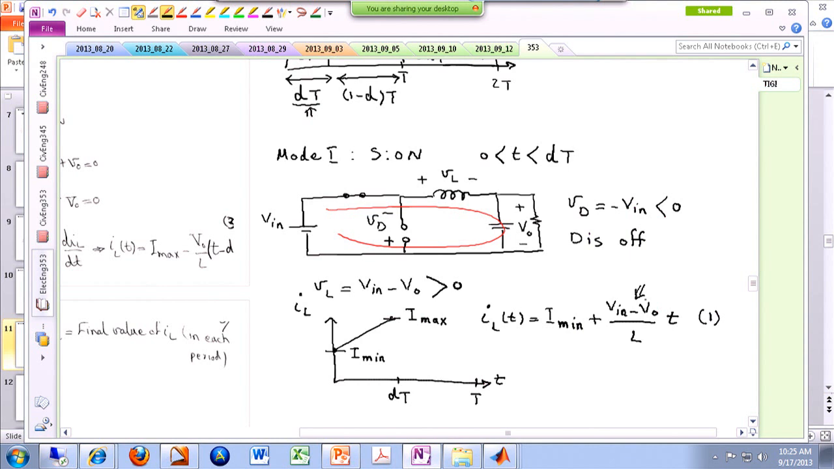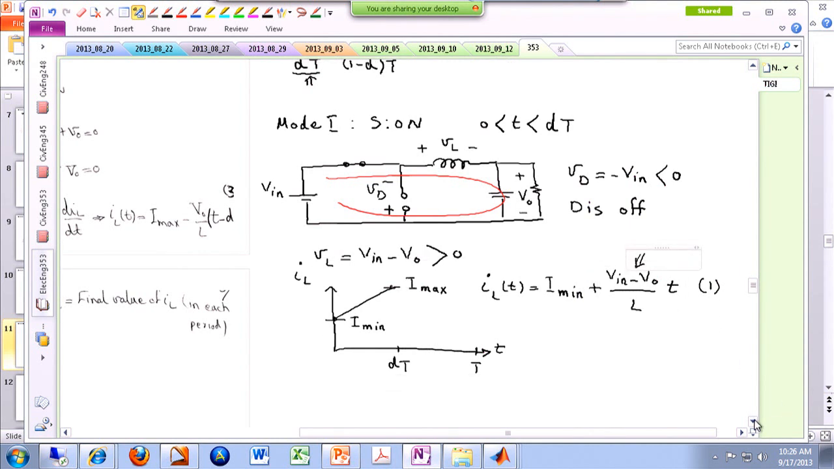Now, let's look at the... I have a bunch of equations that I don't really need now, but I have to write them because later we are going to use them. One of them is I max.